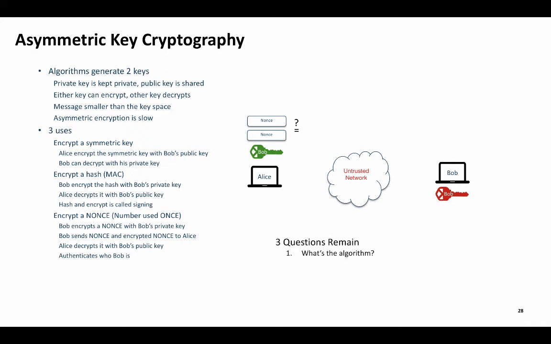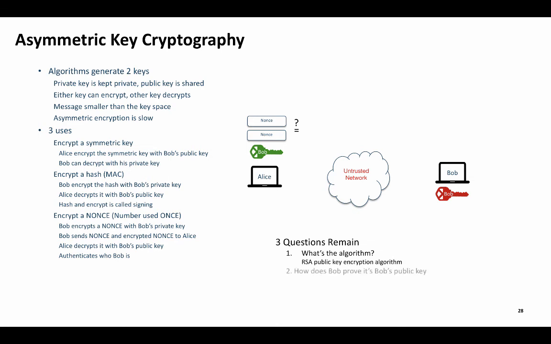But three questions remain. First, what is the algorithm that allows a public key to decrypt a message encrypted via a private key, and vice versa? And the most common answer to that question is the RSA Public Key Cryptography Standard number 1.5 protocol, better known as the RSA Public Key Encryption Algorithm.